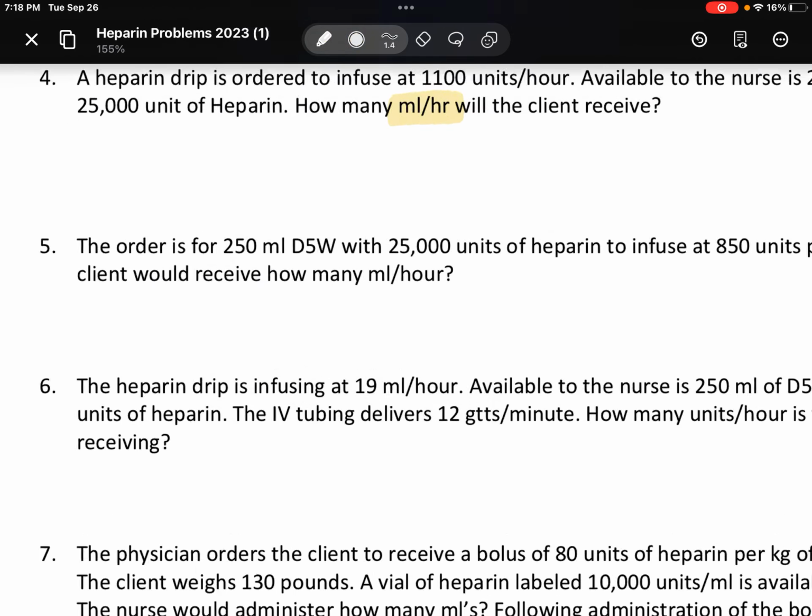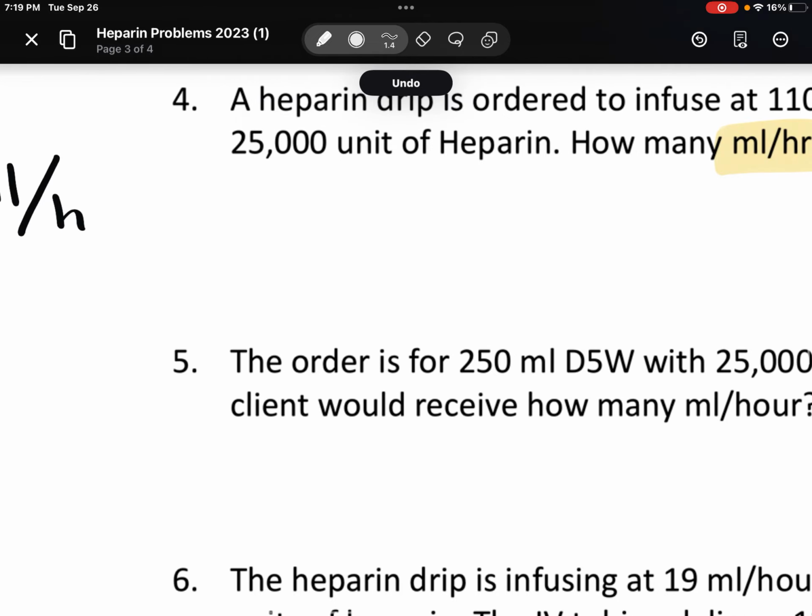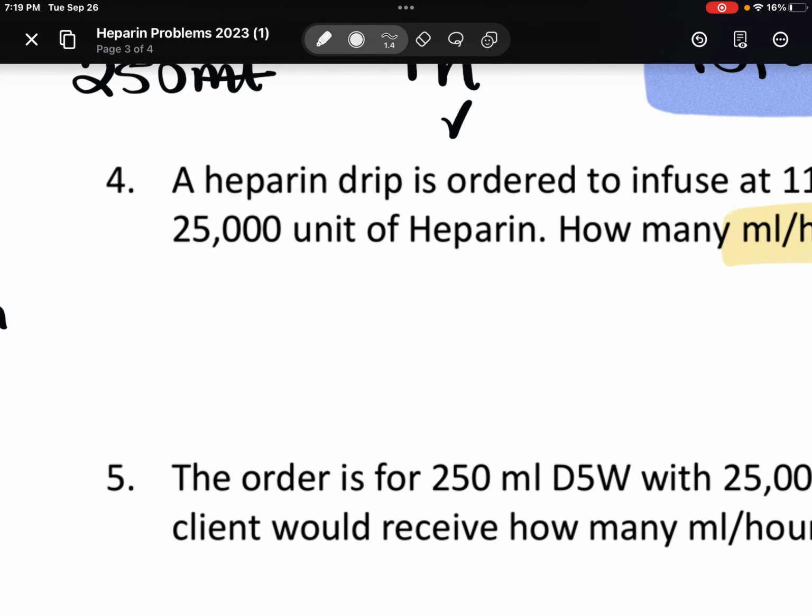So I'm going to write out to the side here so I can remember what I'm looking for. I'm looking for milliliters per hour. My milliliters is going to be on top. My hours is going to be somewhere on the bottom. This one right here is what I'm starting with. So I'm going to go ahead and start my problem. Got my milliliters on top.